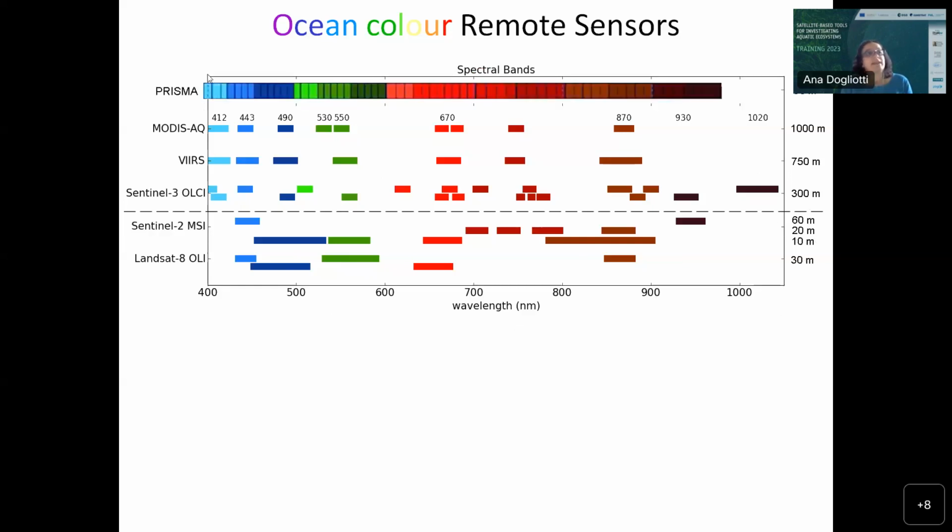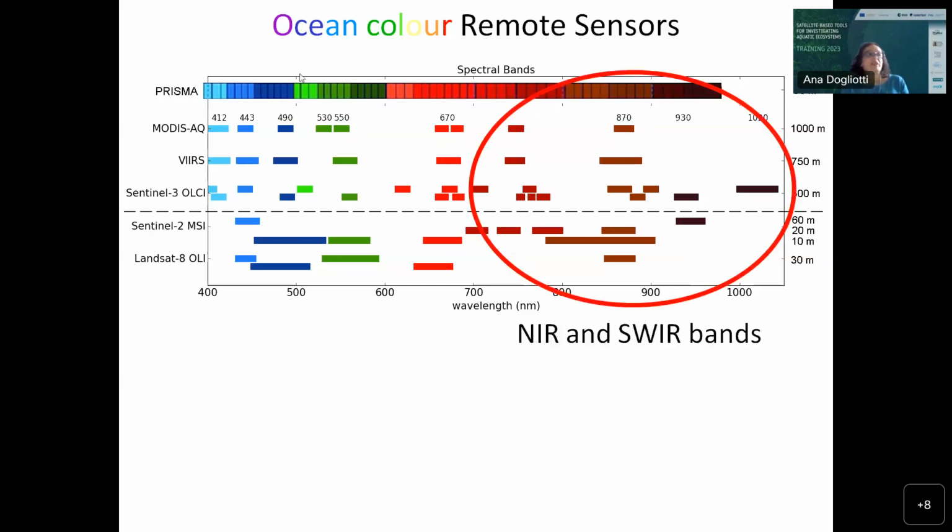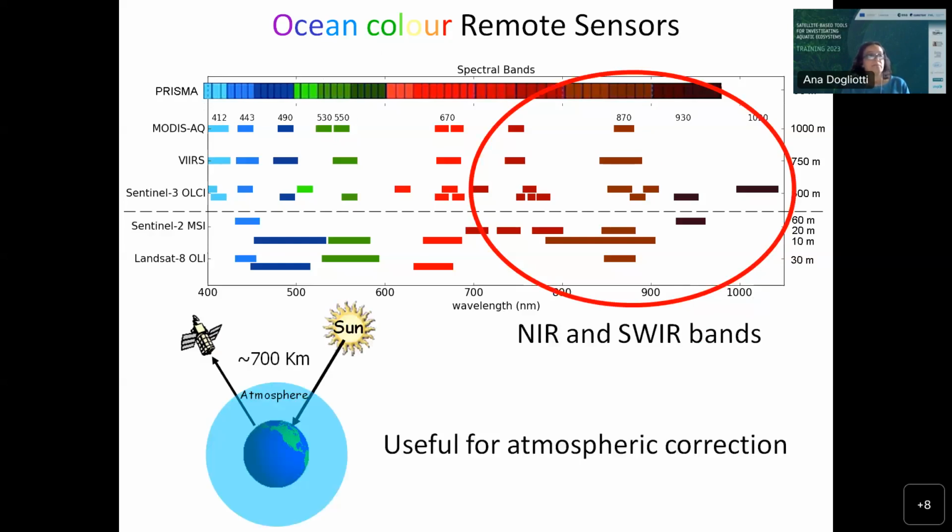And more lately, there is PRISMA, for example, which is hyperspectral. So you really have a very large number of bands, and it covers the visible part and also the near infrared. As I mentioned before, the visible bands are used to detect the change in color, but we also have these near infrared and shortwave infrared bands on all the sensors. And that's not random. They have their use.